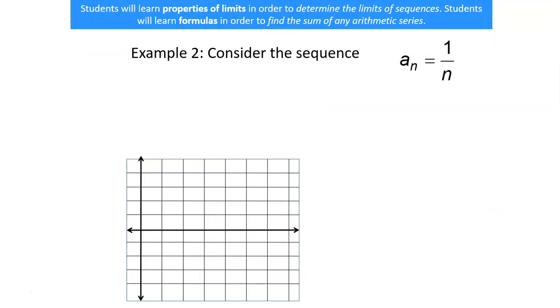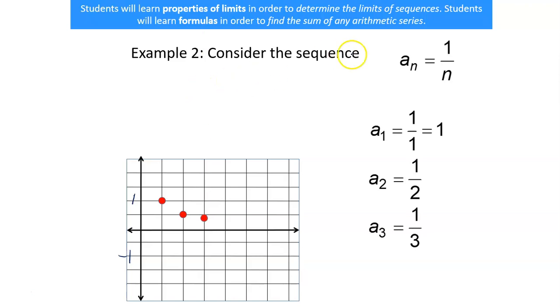Now, the second sequence we're going to look at is a sub n equals 1 divided by n. So again, we're going to start by listing our terms. Again, I have my graph here. So this is 1. This is negative 1 again. So I put in a 1. 1 divided by 1 is 1. 1 divided by 2 is 1/2. 1 divided by 3 is 1/3.